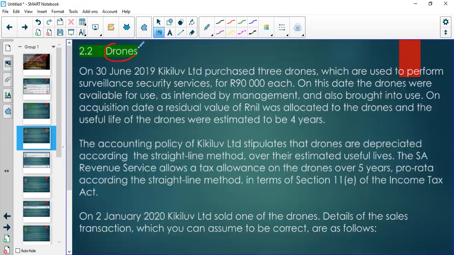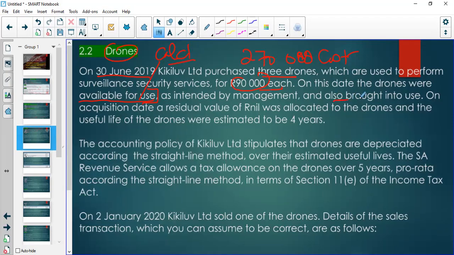Then the drones, we are told that this is on the 30th of June last year. Each of the 3 drones was bought for 90,000. So basically that gives you 270,000 cost. And remember, when you want to calculate depreciation, this is very important. You start calculating depreciation when an asset is available for use. So you look for the date that an asset is available for use, not necessarily the date it was brought into use, but the date it became available for use.